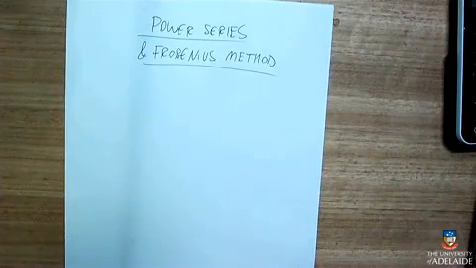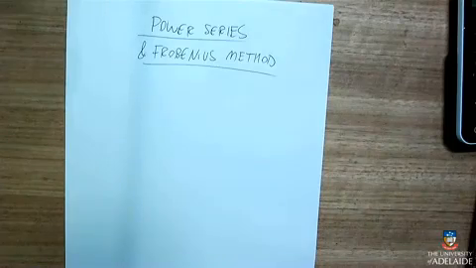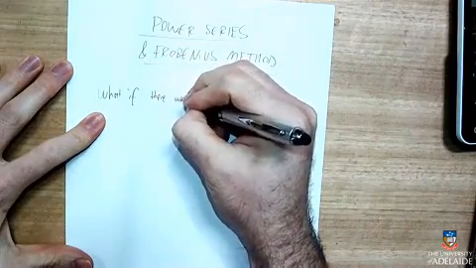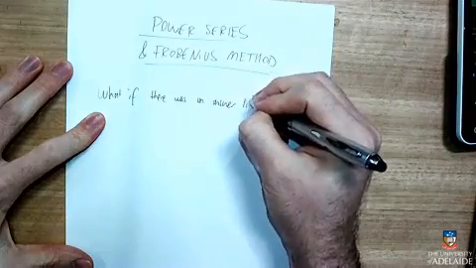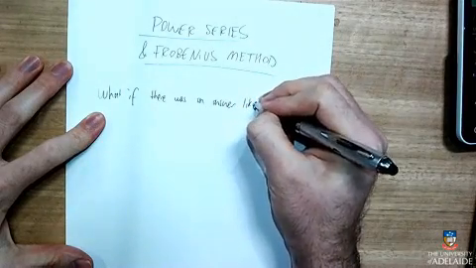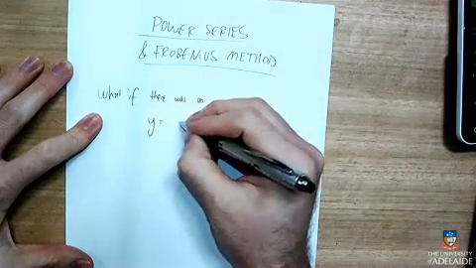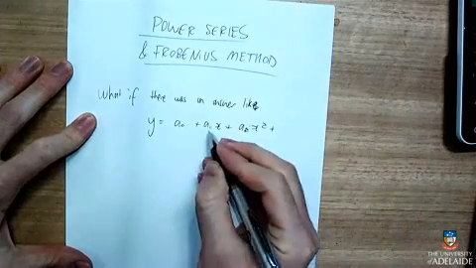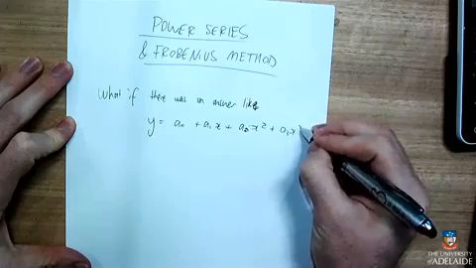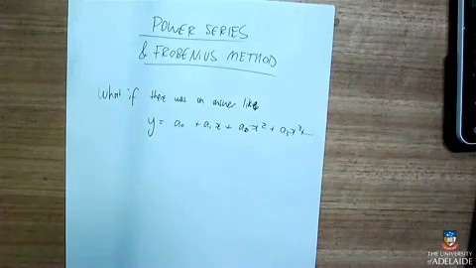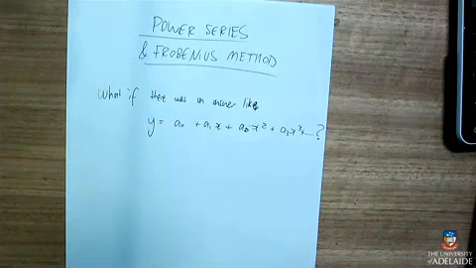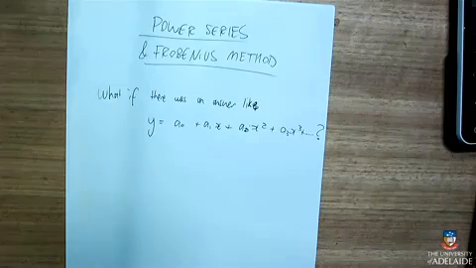So what we're going to do is solve differential equations by thinking, what if there was an answer like y equals... So y is a0 plus a1x plus a2x squared plus a3x cubed plus forever. That's what we're going to do with a couple of modifications. So what if there was an answer like that? And we go, what if? And then we try and figure out what those a's are.